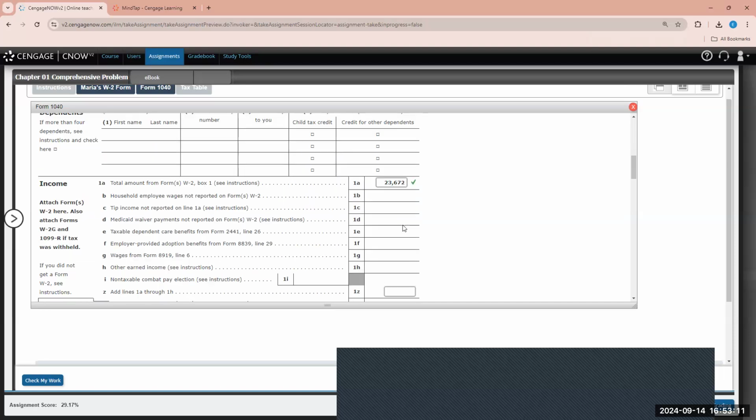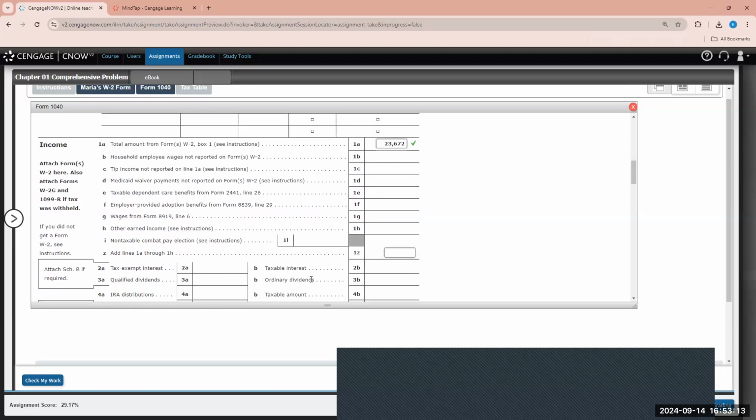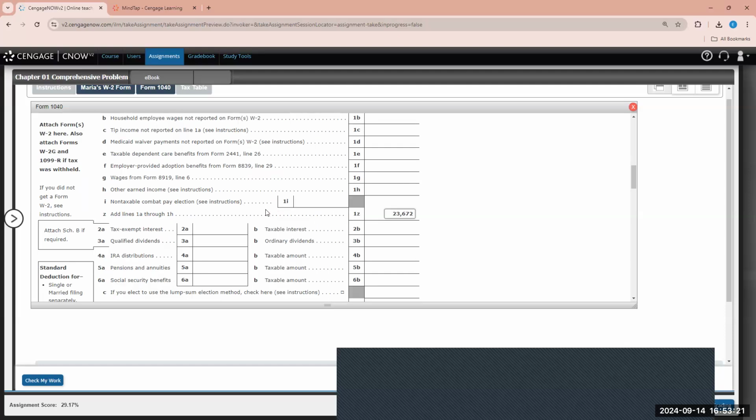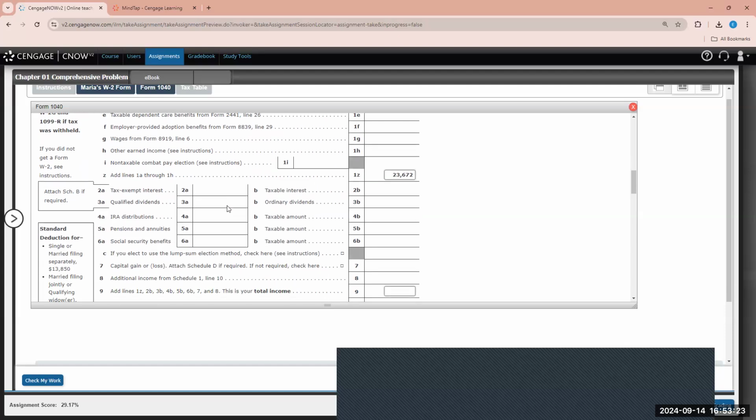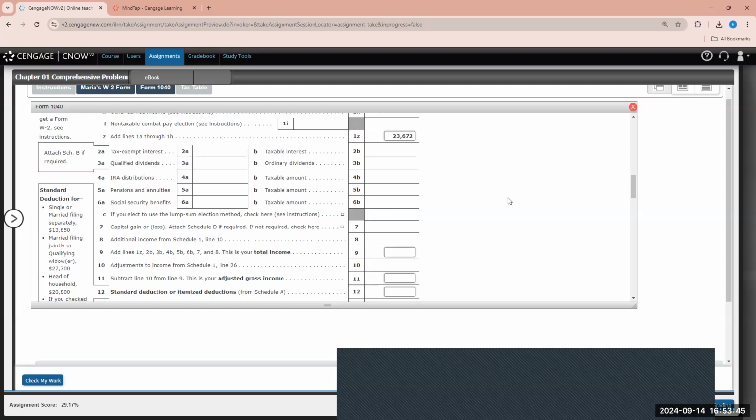All right. So we input the information. Now line 1z is saying add lines 1a through 1h. So there's no other income, so we have $23,672. And then we see there's some additional income here. It doesn't apply, but just so you're familiar with Form 1040: we have tax-exempt interest, taxable interest, qualified dividends, ordinary dividends, IRA distributions, pensions and annuities, and Social Security benefits. And then 2b through 6b report the taxable amount, if any.